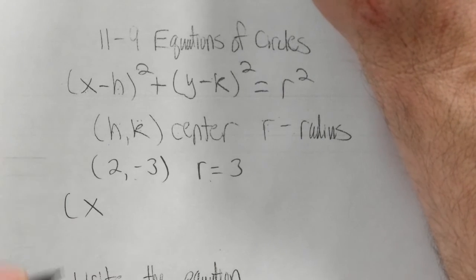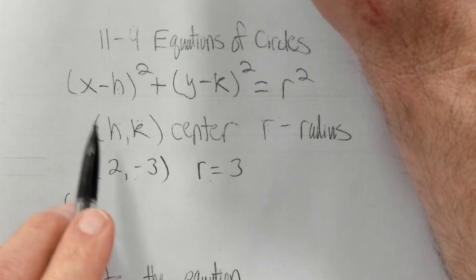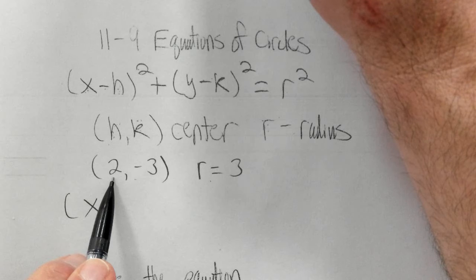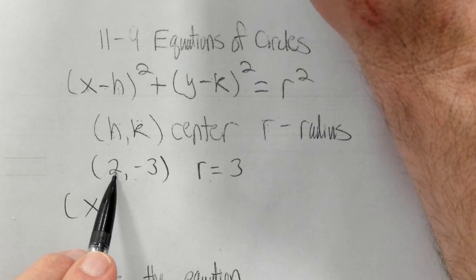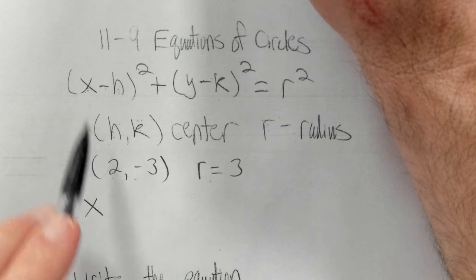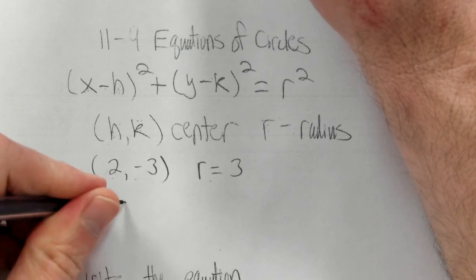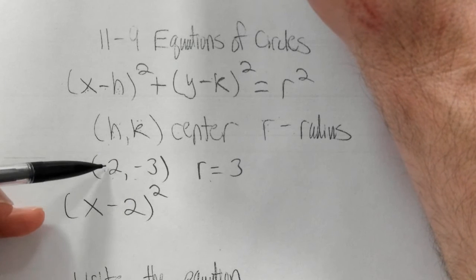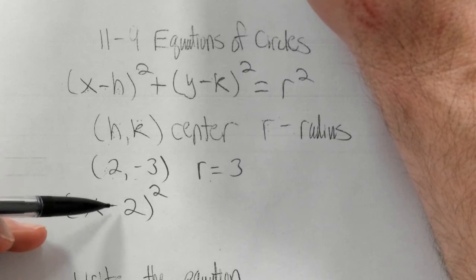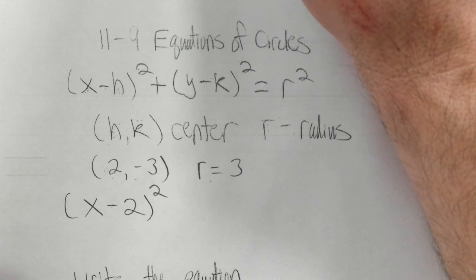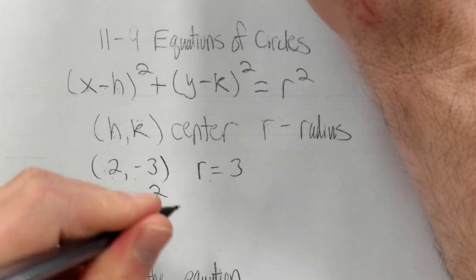It'd be looking like x, and remember, this is going to be x minus h. Here's the h value. It's the x value in the coordinate of the center, the x coordinate. So x minus h is 2, so this will be (x minus 2) squared. And like I said earlier, this is just going to change sign. If it's plus 2 here, it's going to be minus 2 in the formula. If it's minus 2 here, it's going to be plus 2 in the formula. It's always switching sign because of that negative in the formula.